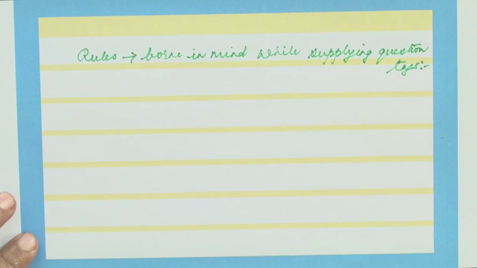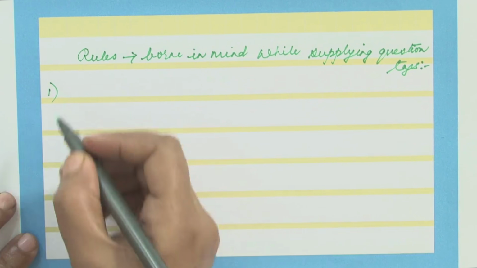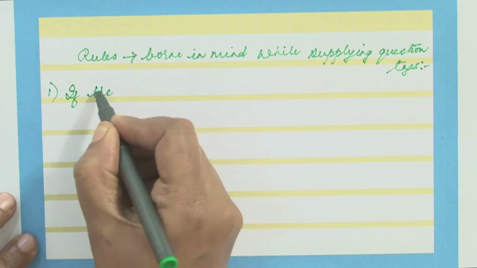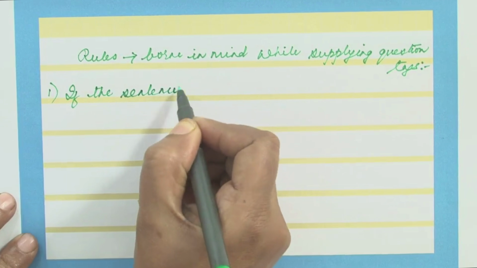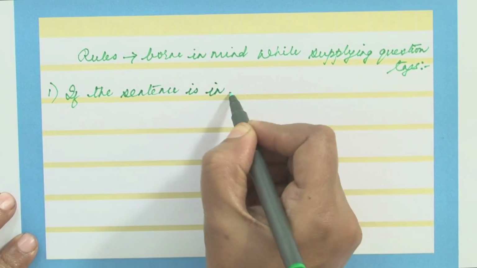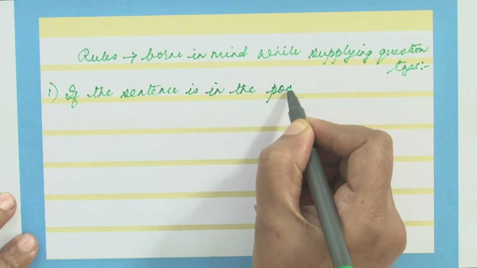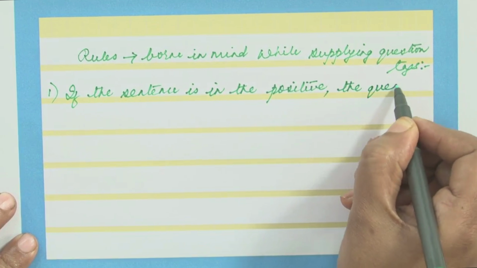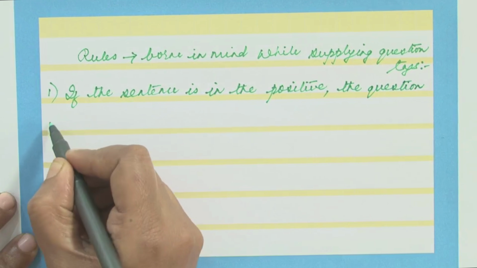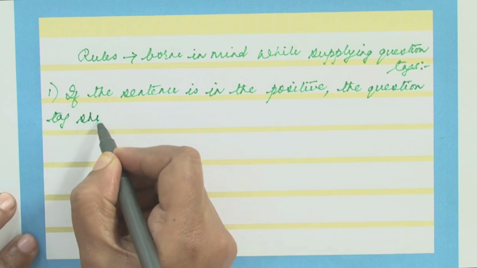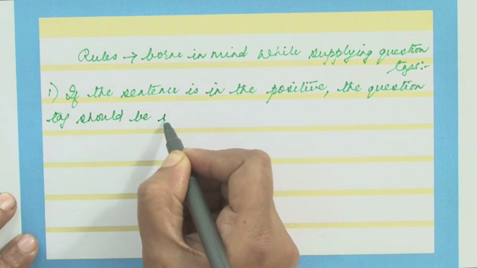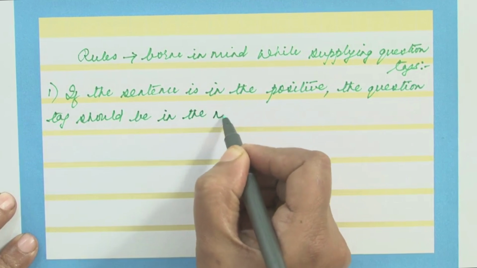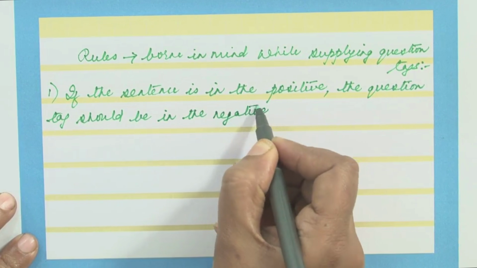The first rule is, if the sentence is in the positive, the question tag will be in the negative and vice versa. So, if the sentence is in the positive, comma, the question tag should be in the negative. And vice versa.